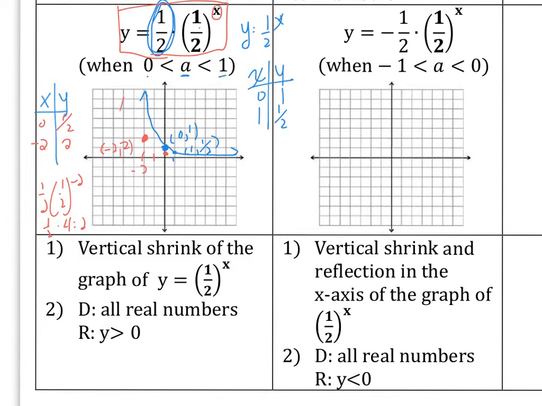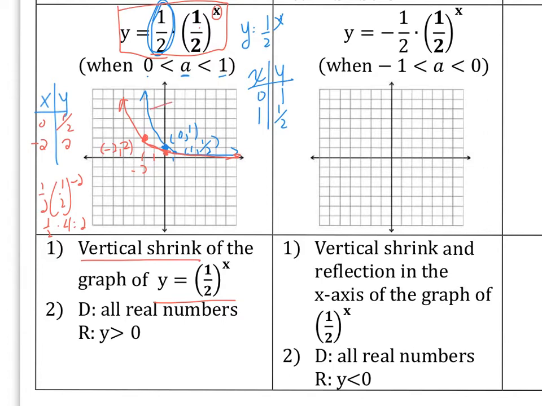So I'm going to go ahead and connect the dots. And just to keep in mind that these exponential functions never go to 0. Okay, they just get smaller and smaller. And when we describe this graph, we can say it's a vertical shrink of the graph of y equals half to the x power.